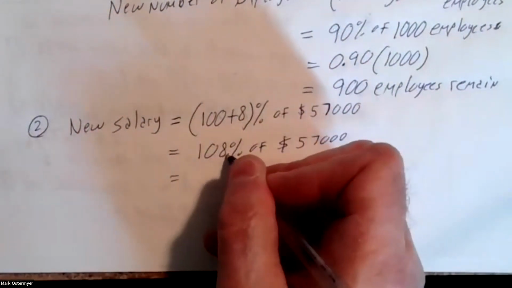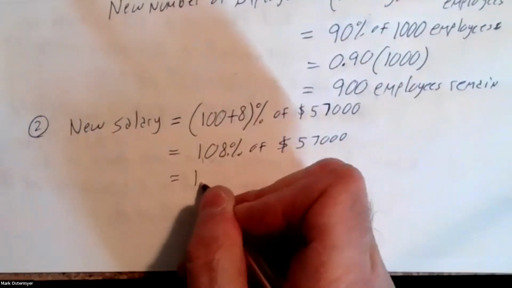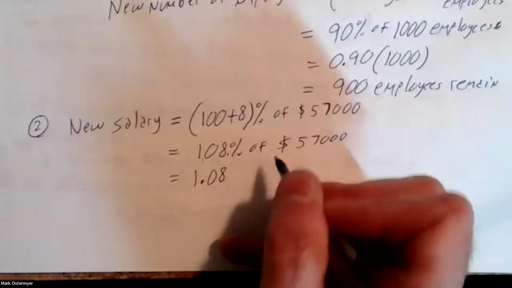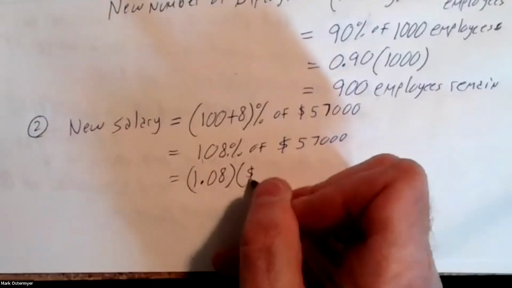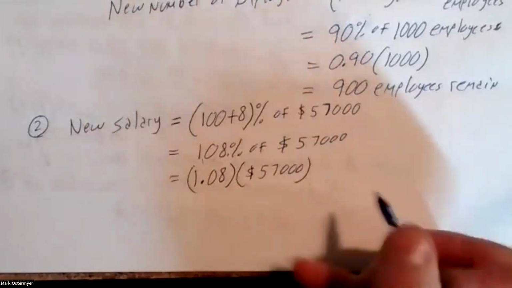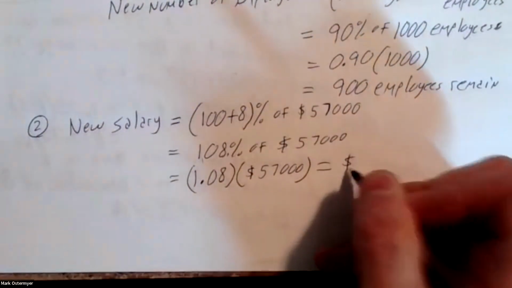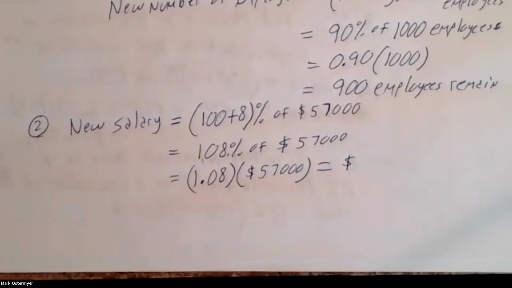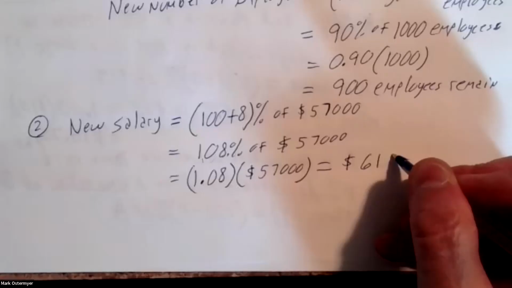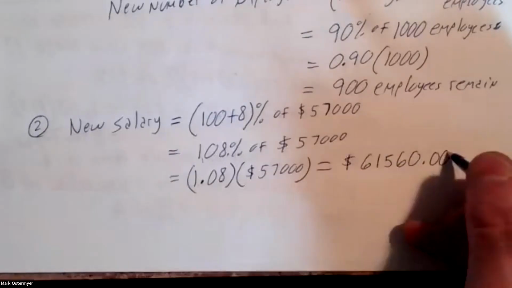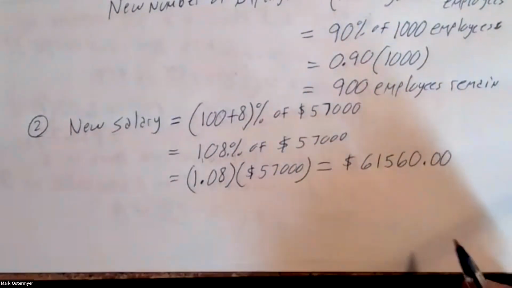Change the percent to a decimal, shifting the decimal point 2 places to the left, dropping the percent symbol. So that's 1.08, and of means multiply, times 57,000. Get on your calculator and dial it up. What is 1.08 times $57,000? That will be the new salary of this employee. It will be 61,560. Yes. The new salary, therefore, will be $61,560.